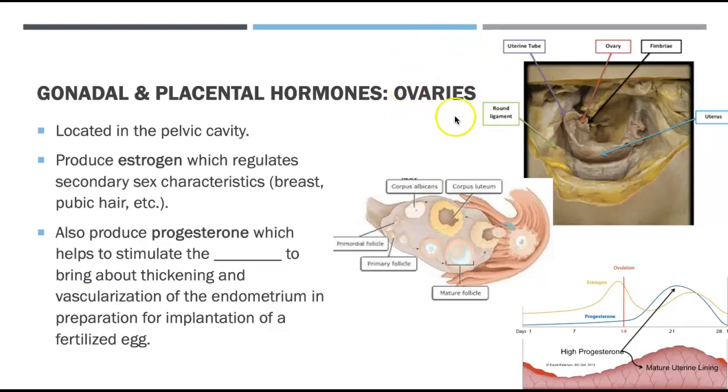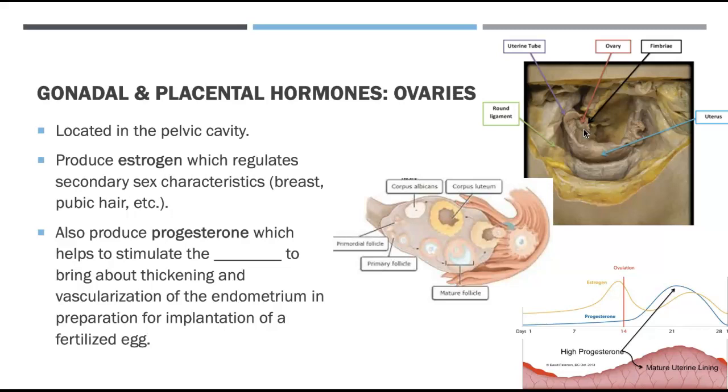Starting with our ovaries. This is going to be located in the pelvic cavity. So I've probably shown this to you in lab, but over here is going to be the urinary bladder, and then we could see the uterus back over here. We could see the fimbriae extending out, and the white almond-shaped structure here is our ovary. And so our ovary produces estrogen, which helps to regulate the secondary sex characteristics such as breast development and pubic hair, etc.